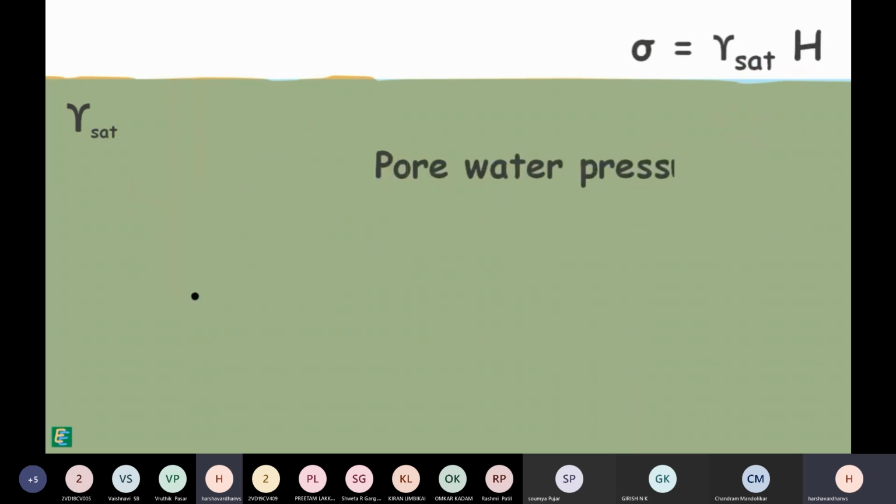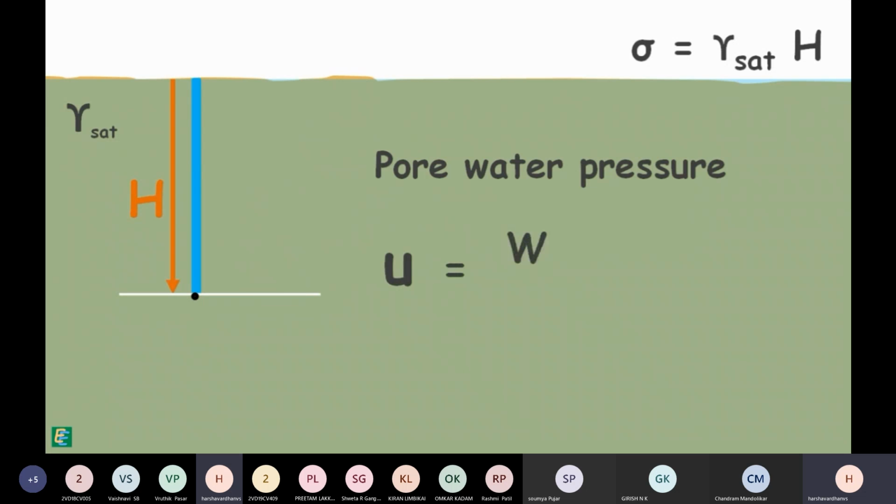Now, the pore water pressure at this point in the soil is the pressure due to the weight of the water column above it of height h. So the pore water pressure at this point is also the weight of the water column divided by the area. So pore water pressure is similar to this.